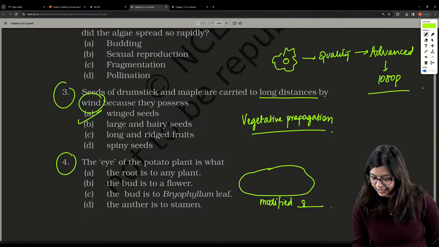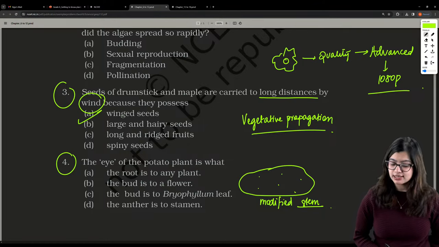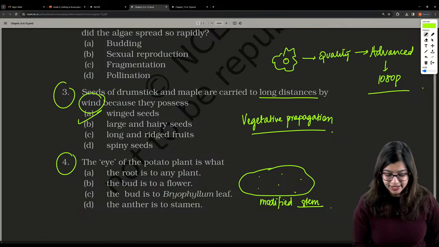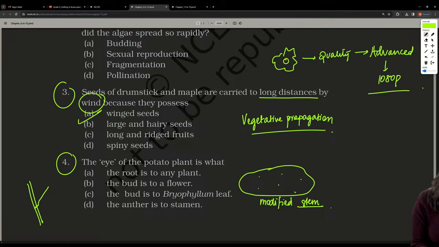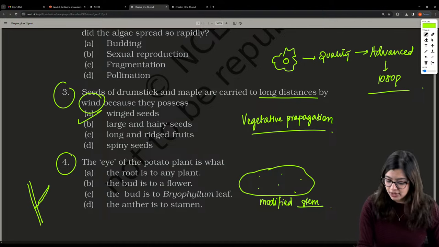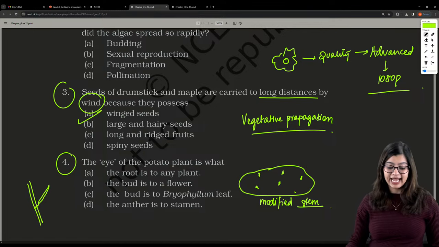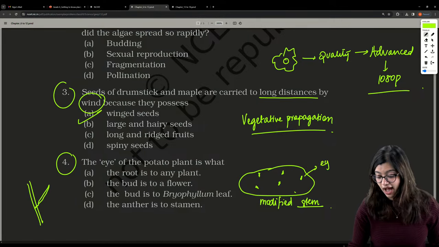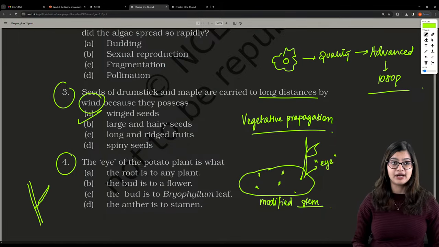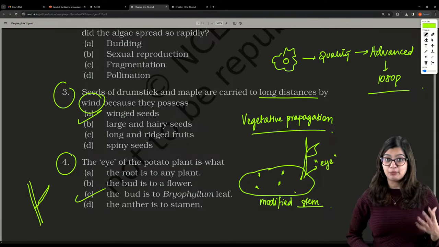Very good, very good. It is a modified stem, right? Because it is a modified stem, we know that in a normal stem there is a point from which a new plant or a new leaf or a new bud arises. And we call that a node. So from the nodal region, we see that there are buds which will arise. These buds are called the eyes. We call these the eye of the potato. And this will eventually grow into a new plant. So similarly, the eye of the potato plant is what the bud is in the bryophyllum leaf.